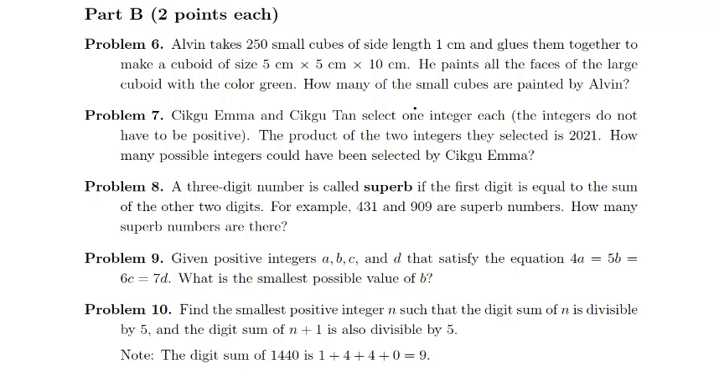Okay, part B, problem number 7. Siku Emma and Siku Tan select one integer each. The integers don't have to be positive. The product of the two integers they selected is 2021. How many possible integers could have been selected by Siku Emma?